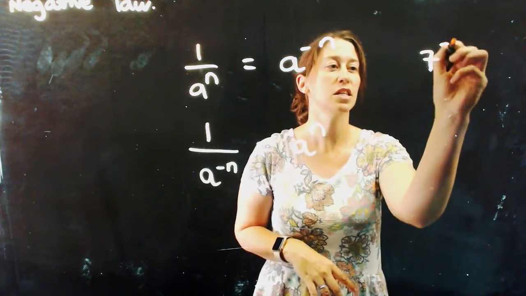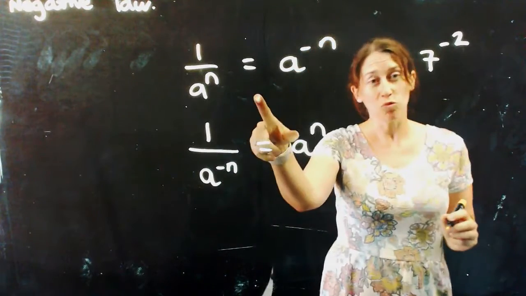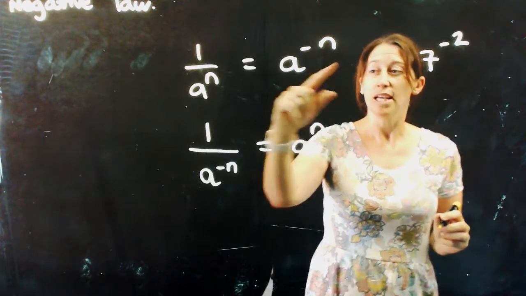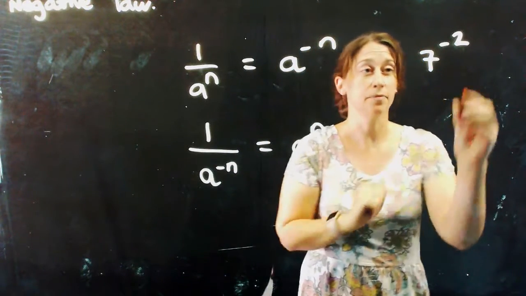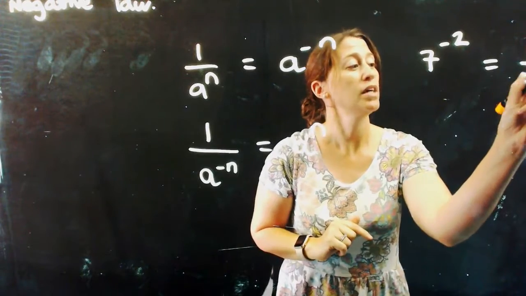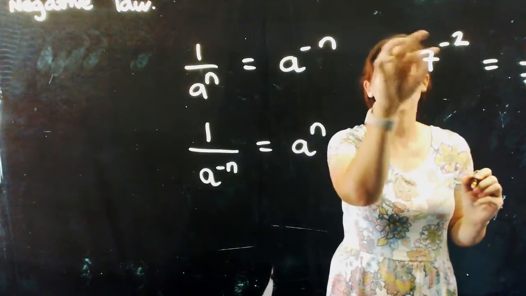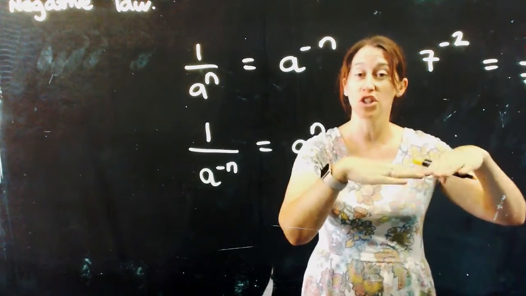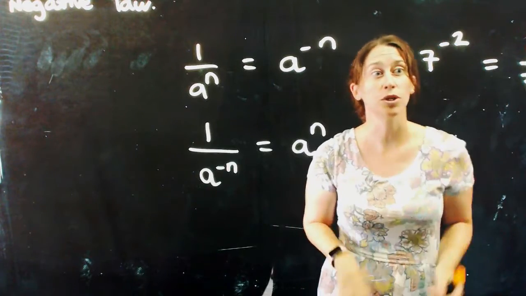Let's do 7 to the negative 2. So following the general rule, 7 to the negative 2 is 1 over 7 squared. Okay, so the base is 7, the power is negative 2, so the negative tells us that it goes on the denominator and the power is 2.